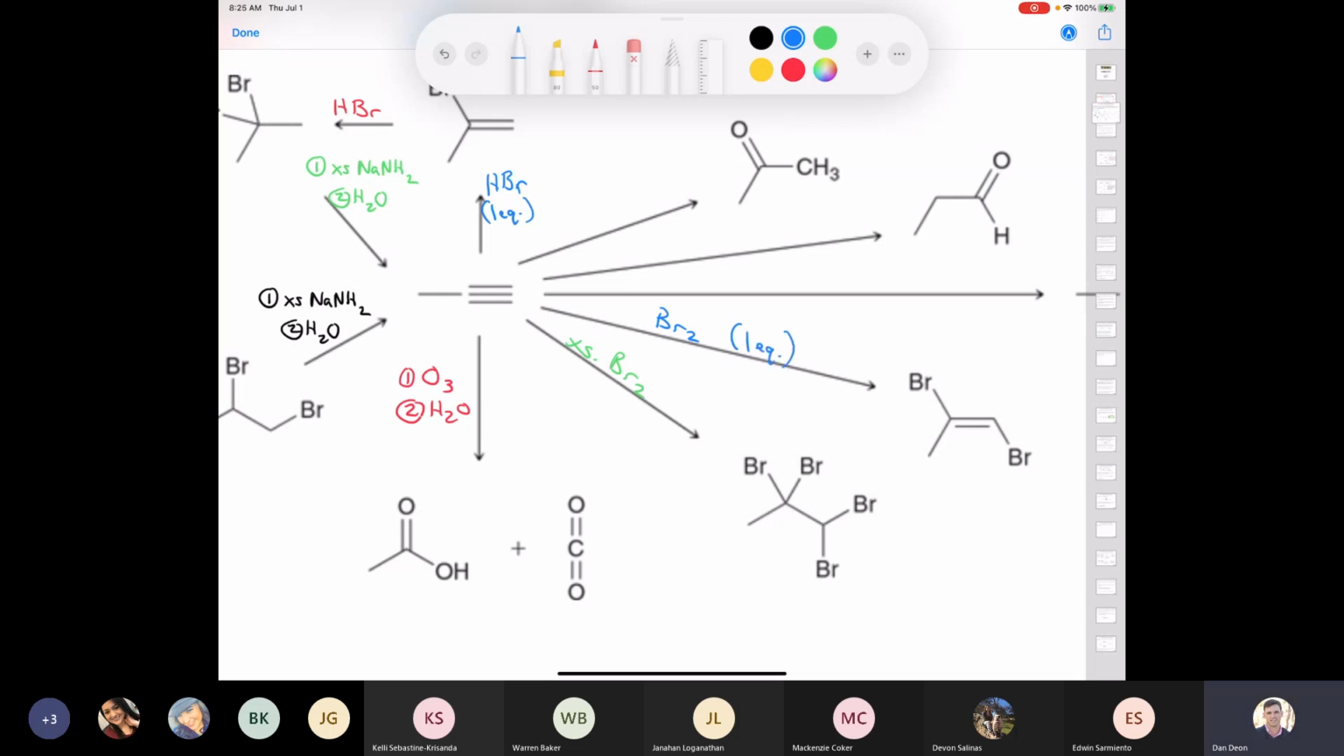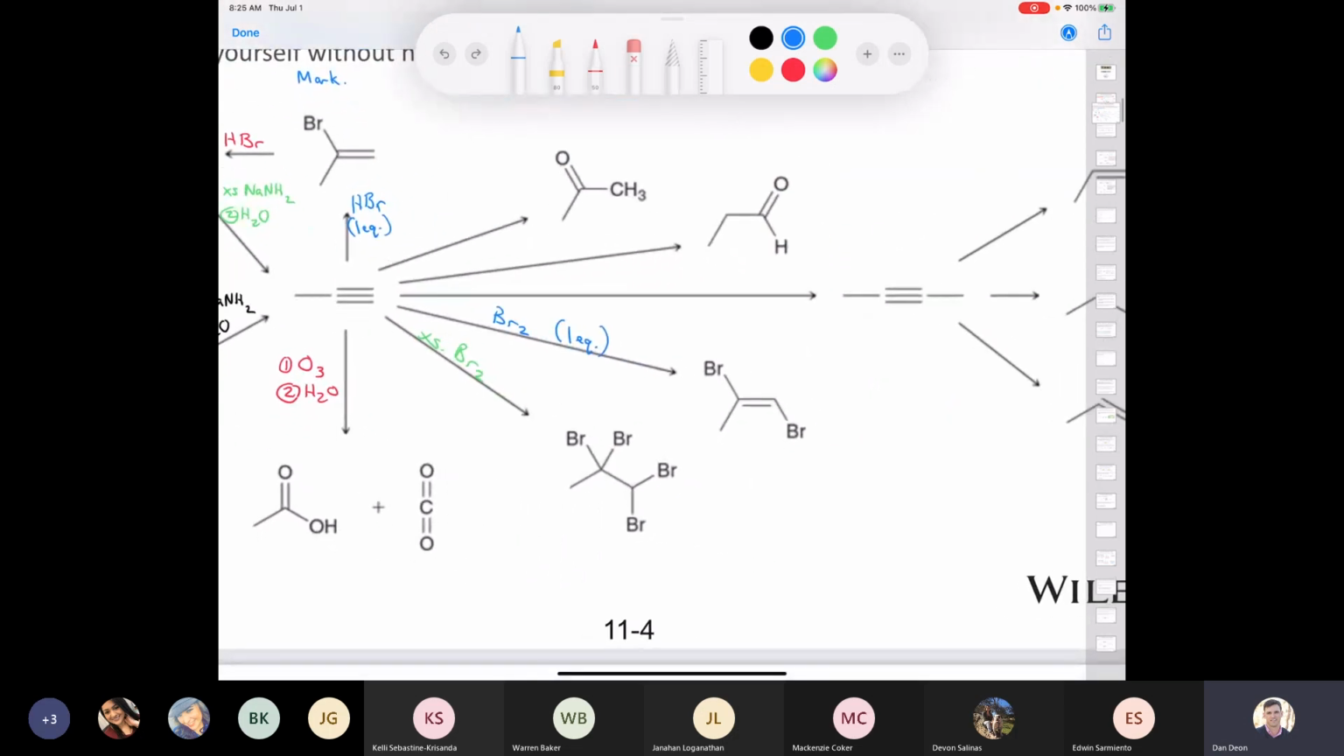Now, if you look at our textbook, he doesn't write the one equivalent. He does write excess here. And either way is fine, as long as you understand that it's bromination, you're going to be able to figure it out. All right. The next one.